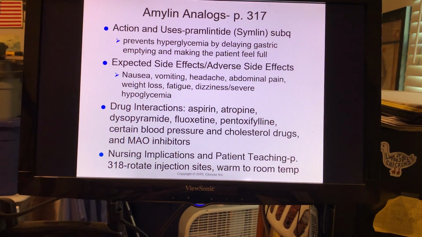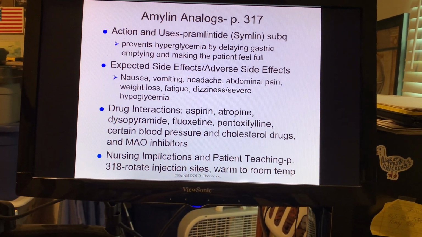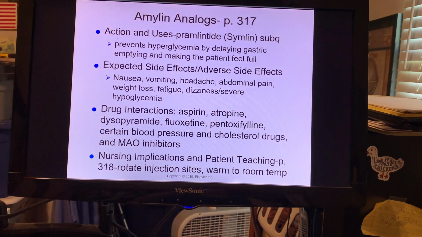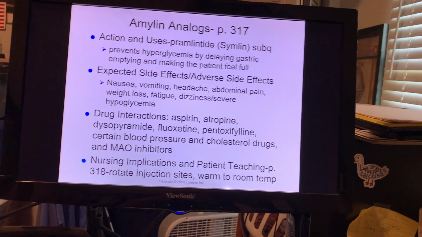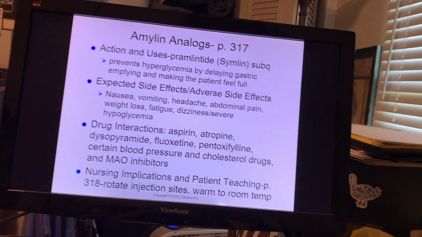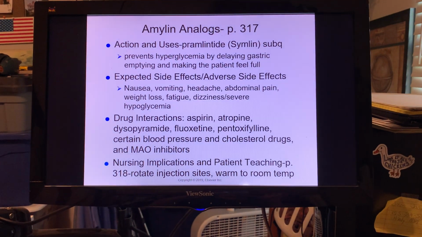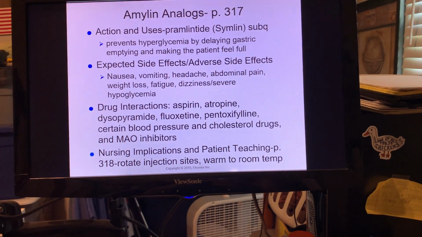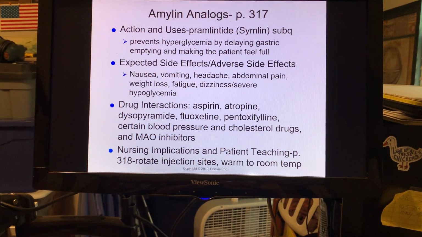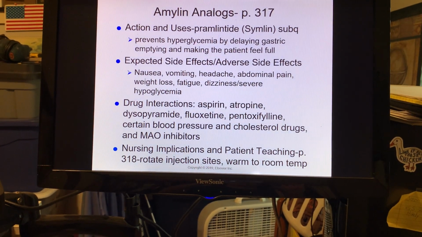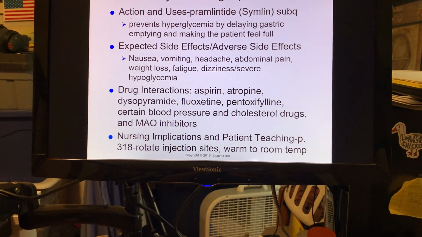anticholinergic, disopyramide, fluoxetine, pentoxifylline, other drugs for blood pressure and cholesterol, and of course the MAO inhibitors, because naturally. So this particular category of drug, if the person has this ordered, you'd probably want to sit down with them, look at what they're already taking, and make sure you let them know what this side effect could be.